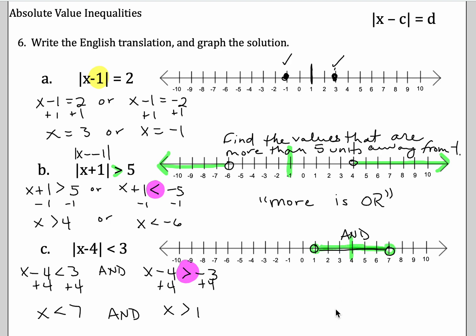Okay? So this is how we're going to connect the idea of absolute value equations and inequalities with those compound equations and inequalities that we looked at recently.